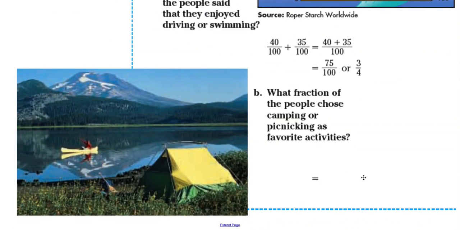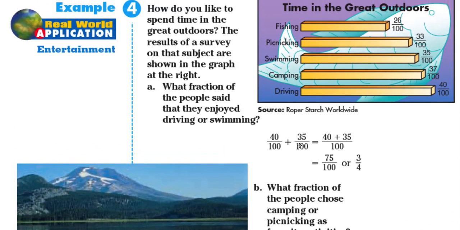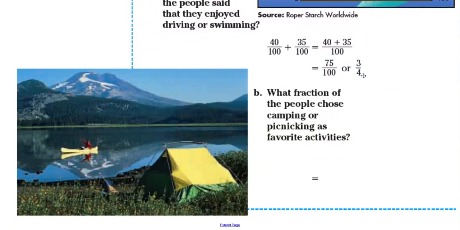Next, letter B, what fraction of the people chose camping or picnicking as favorite activities? So we just simply look at camping and picnicking, which is 26 and 37 over 100 respectively. And we simply add them. 37 plus 33 will give us, okay, 70, or in simplest form 7/10. Okay, so 7/10 enjoy camping or picnicking as their favorite activities.